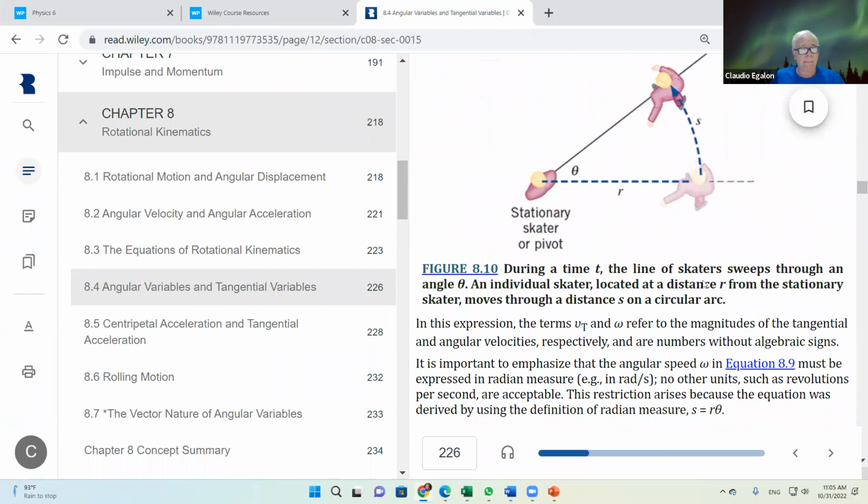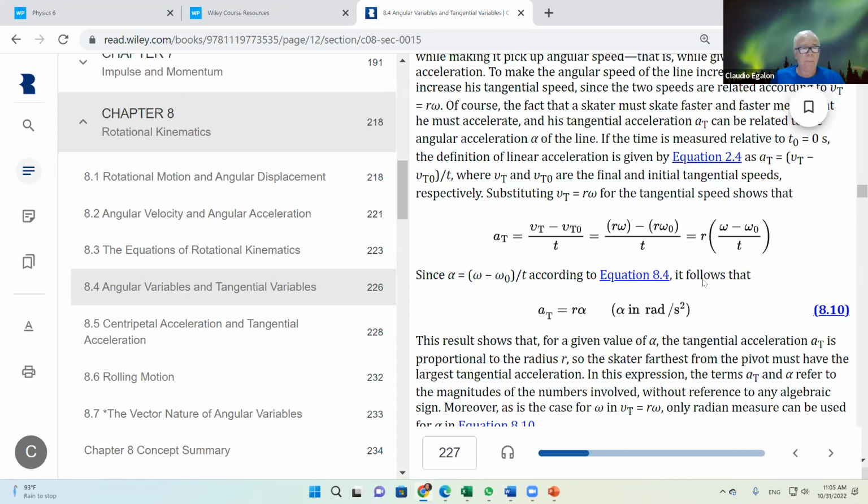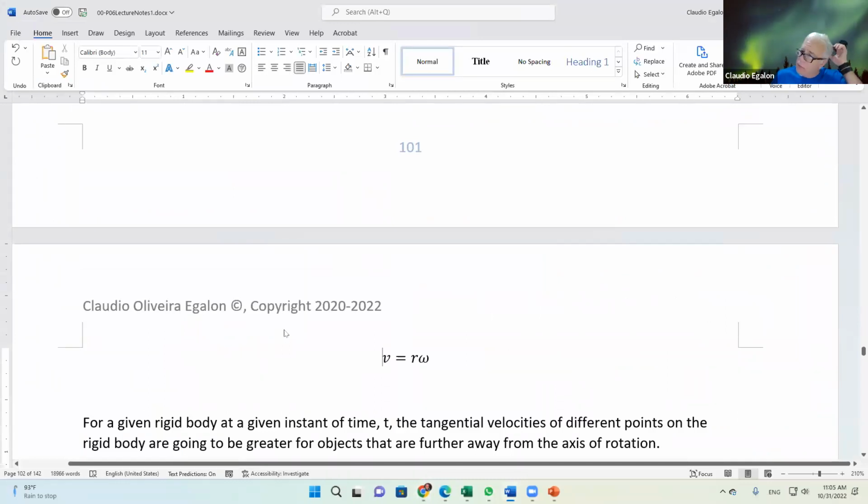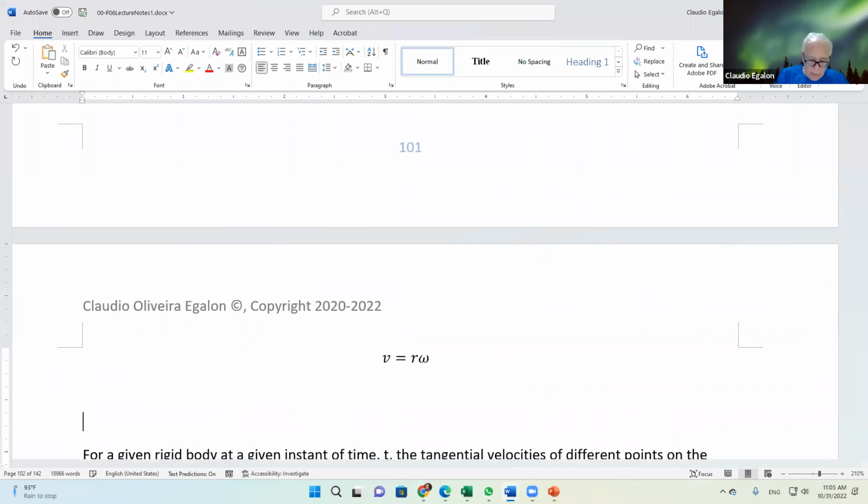What about the tangential acceleration, right? What about the tangential acceleration? Okay, so here you go. We may have a tangential acceleration too, especially if the object has an angular acceleration. If the angular acceleration is zero, the angular velocity will be constant, right?